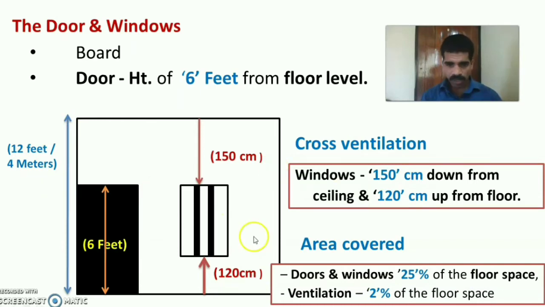Then for the cross ventilation, the windows should be constructed 150 centimeters down from the ceiling and 120 centimeters up from the floor. The total windows and doors of the classroom should cover at least 25% of the floor space according to the recommendation of the School Health Committee. Then ventilation of the classroom should cover at least 2% of the total floor space.